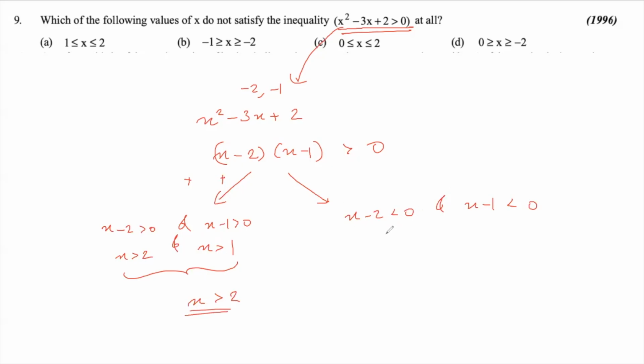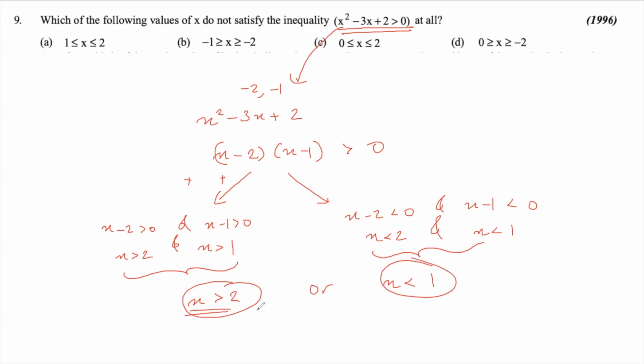Similarly, if x minus 2 is less than 0, x is less than 2, and x minus 1 is less than 0, x has to be less than 1. For both of them to be simultaneously true, x has to be strictly less than 1, right? That satisfies both the conditions. So my final answer is x is greater than 2 or x is less than 1.